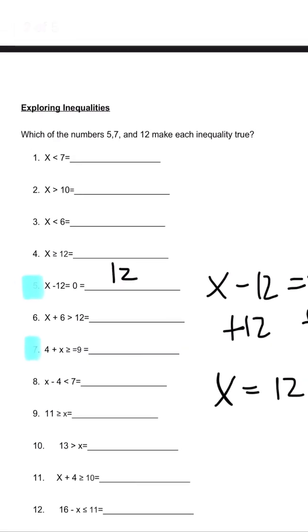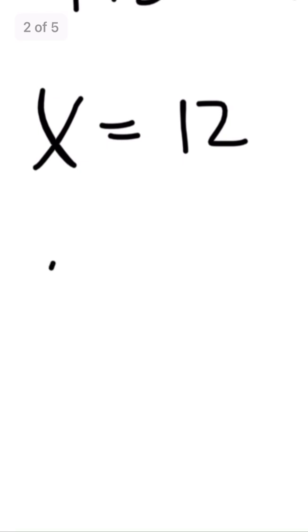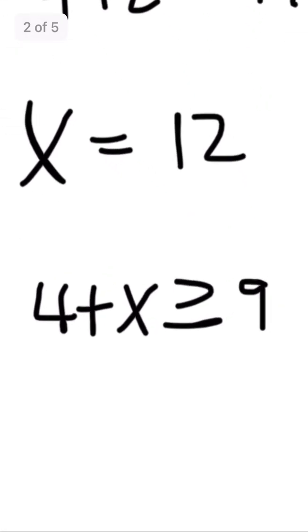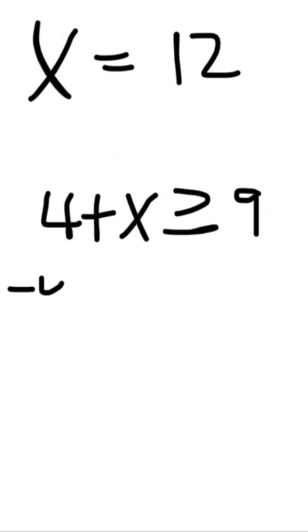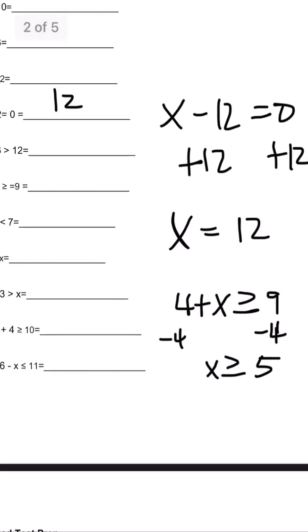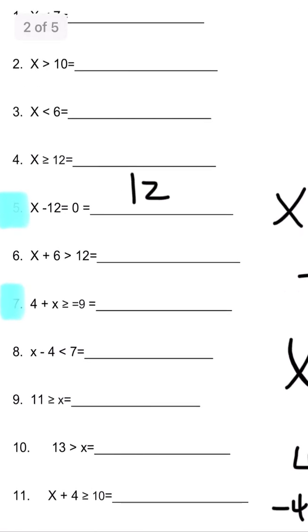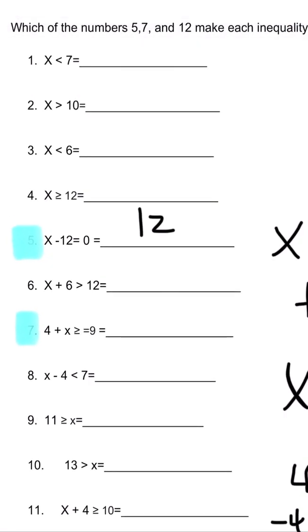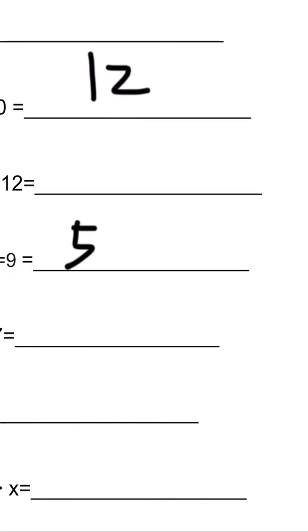7, 4 plus x is greater than or equal to 9. Again, we're going to solve the inequality by subtracting 4. Whatever you do to the left side, you have to do to the right side. X is greater than or equal to 5. So we're looking for numbers that are bigger than or equal to 5. So numbers that fit in here are 5, 7, and 12.